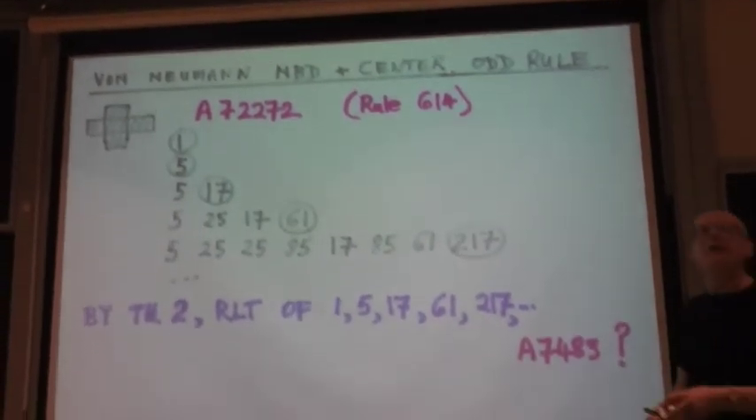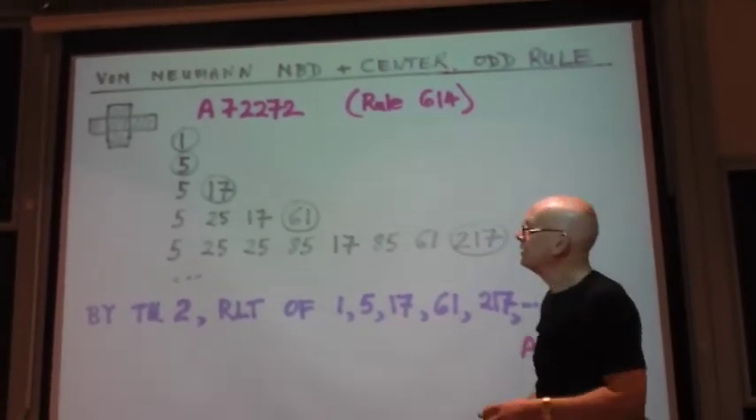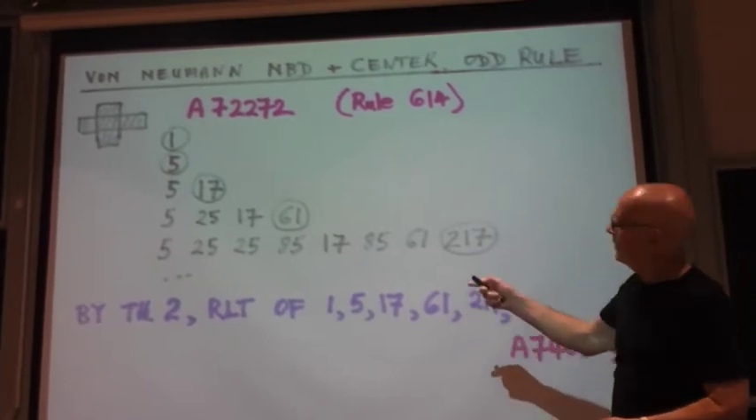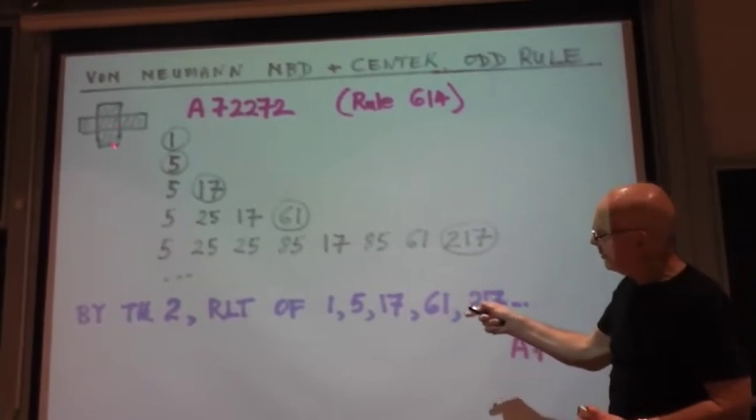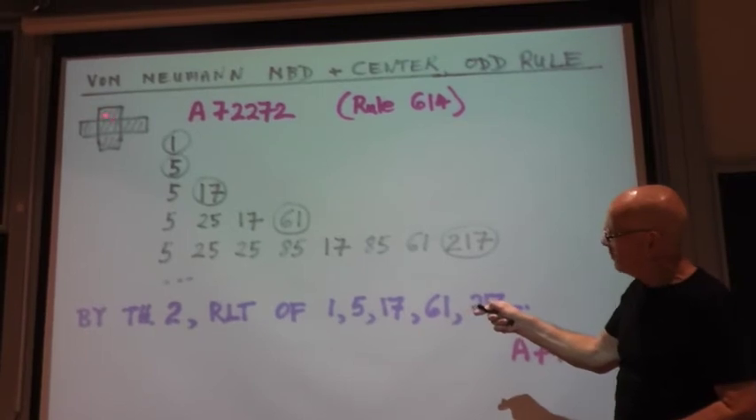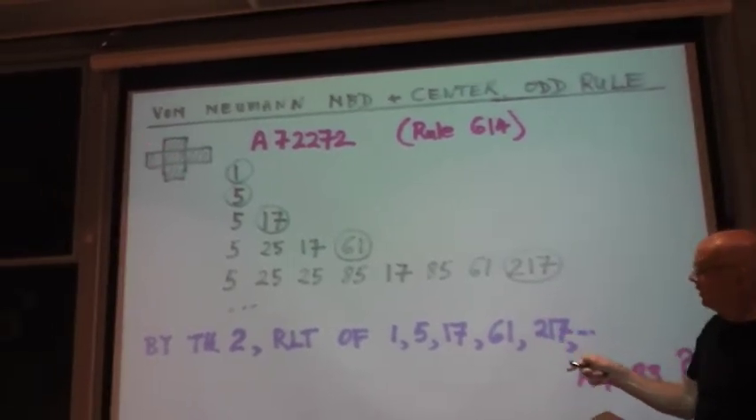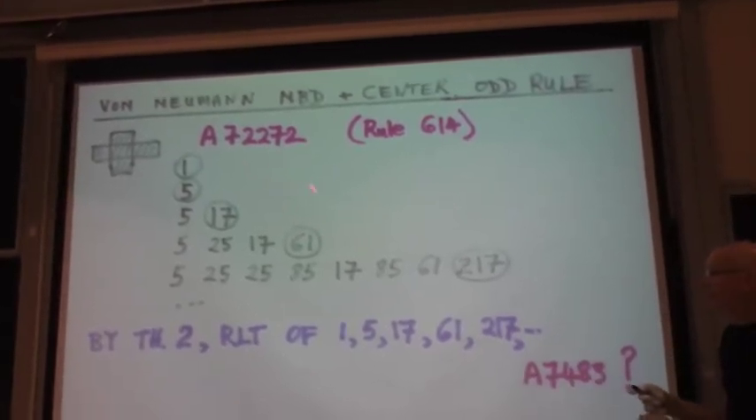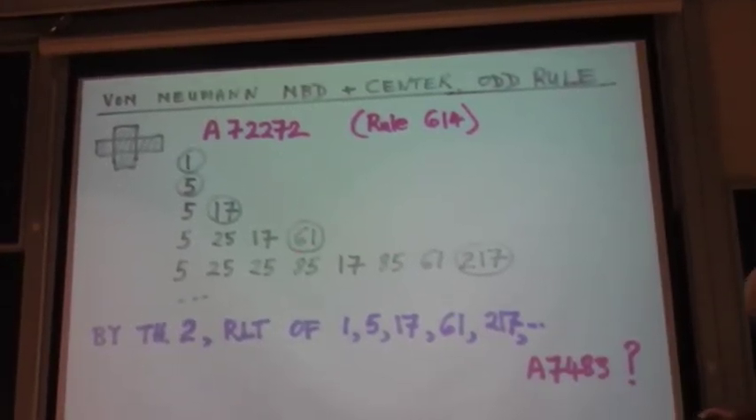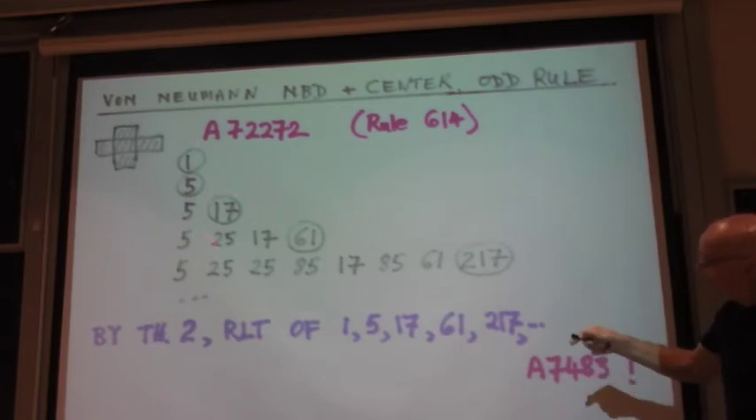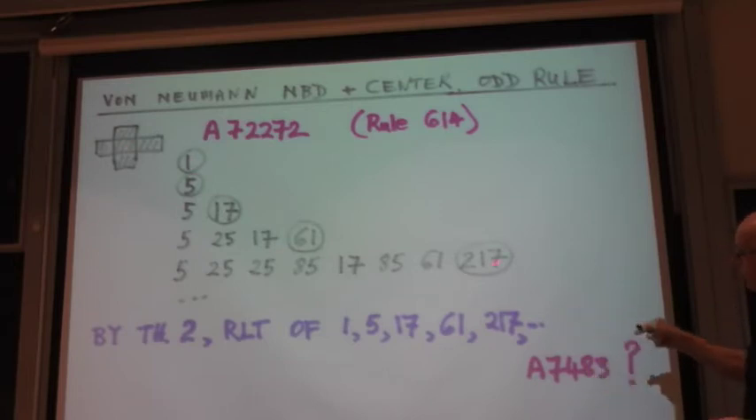I want to show you another example, which also has nice pictures. This is the case in 2 dimensions where we look at the neighborhood, which is the von Neumann neighborhood, plus its center cell. This is another classic sequence, A72272. This is Wolfram's Rule 614. The numbers of cells that are on give you this tableau.